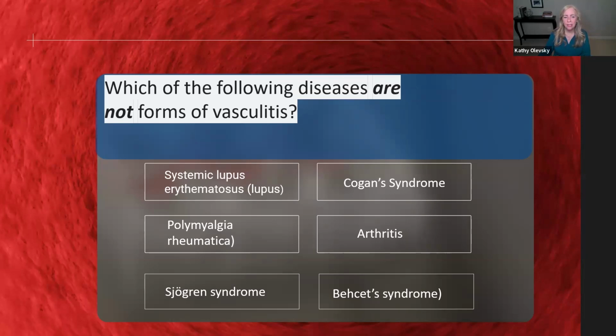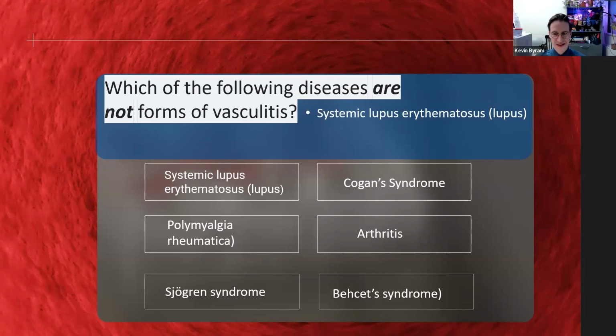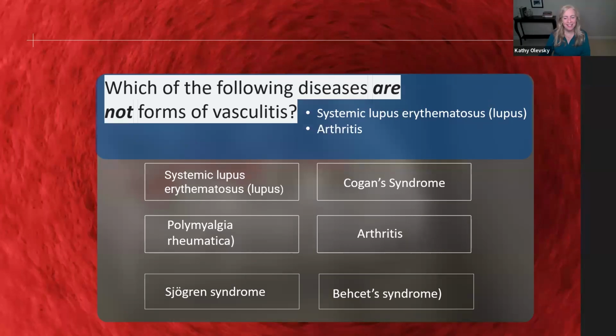And the answers are systemic lupus, okay, we'll just say lupus, arthritis, and Sjogren's syndrome. And I was just going to say, also as a patient, I hear there's some confusion about arthritis and vasculitis and that they're different things, but you can have both. But arthritis is not a form of vasculitis.